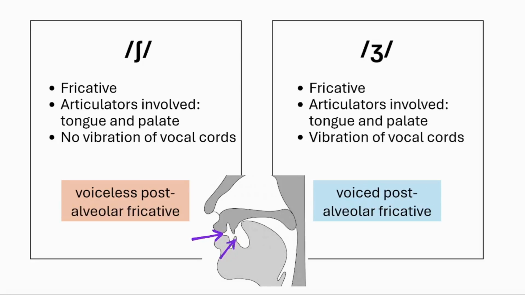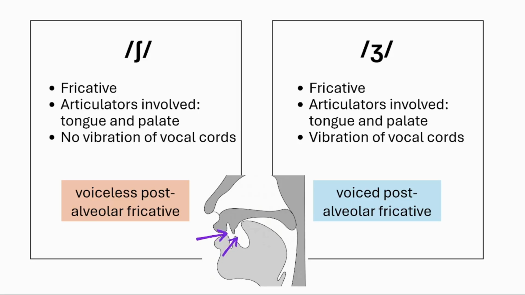In the production of the next pair of fricative sounds, the front part of the tongue is raised towards the hard palate or the roof of the mouth, just behind the alveolar ridge. This is why these sounds are called post-alveolar fricatives.